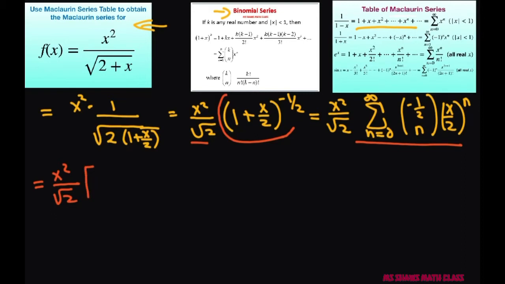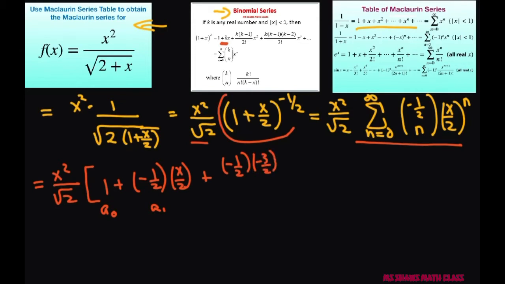That's going to be 1 plus negative 1/2 times x divided by 2. That's this k times x. So this was when n is 0, and this is when n is 1. The next would have negative 1/2 times negative 3/2 divided by 2 factorial. We're just taking negative 1/2 minus 1.